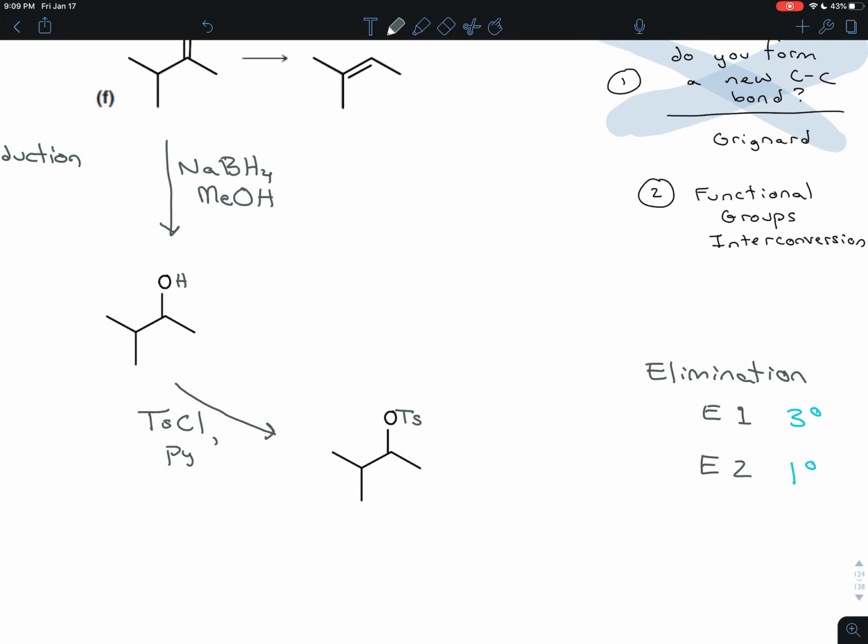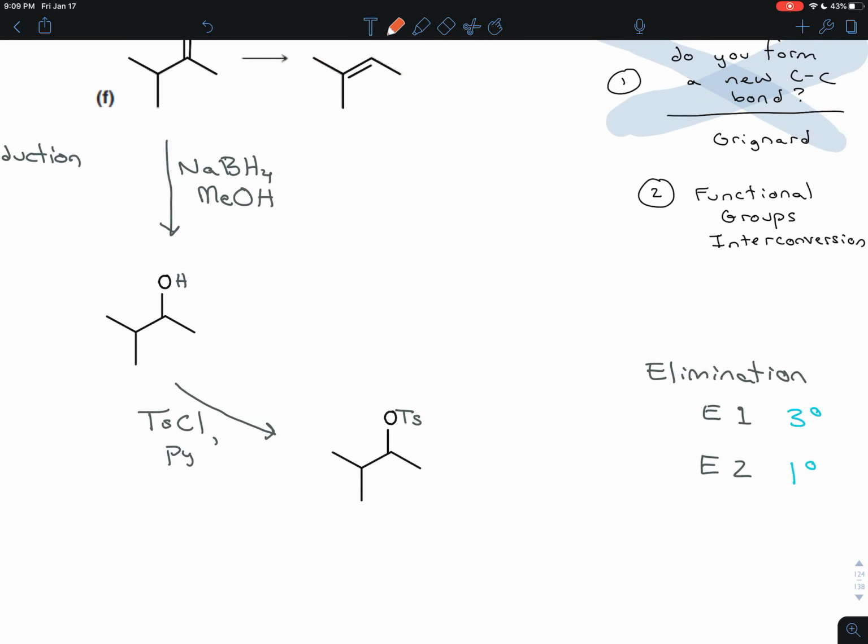The reason why it's a good leaving group is because if it takes the electrons here and has a negative charge on this oxygen, this tosyl group has a lot of resonance in it, so it can spread that negative charge out through resonance and stabilize it. And if it's stable off of the molecule, then it can come off of the molecule. Once you have the good leaving group, you can do a base.